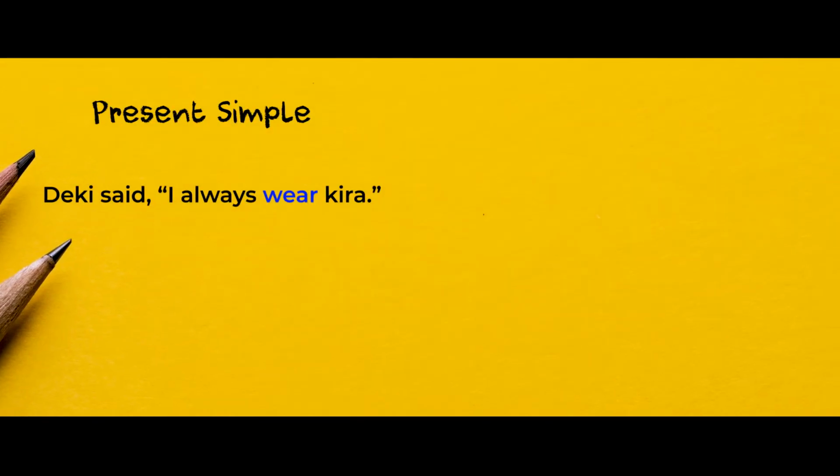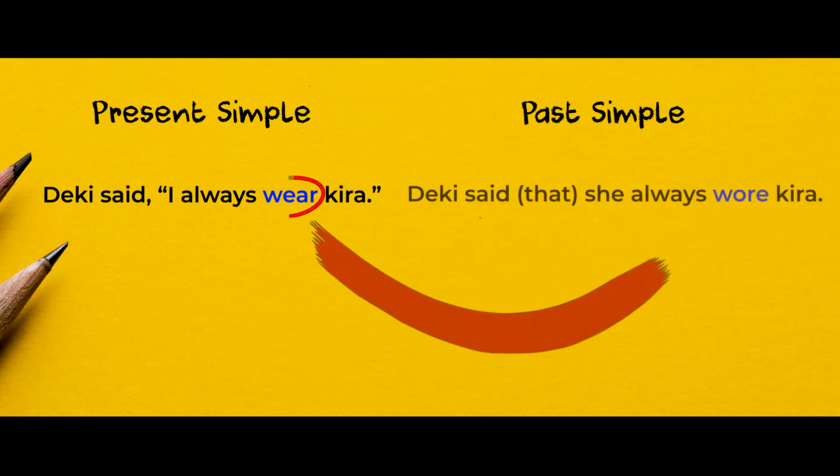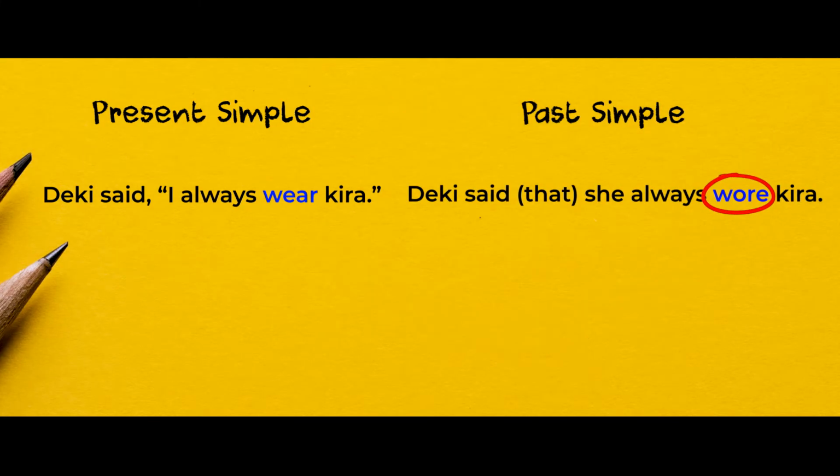Diki said, "I always wear Kira." The wear is in simple present. Now, the rule says that when you write in reported speech, it should be simple past. So, wear becomes wore, and the sentence will look like this. Diki said that she always wore Kira.